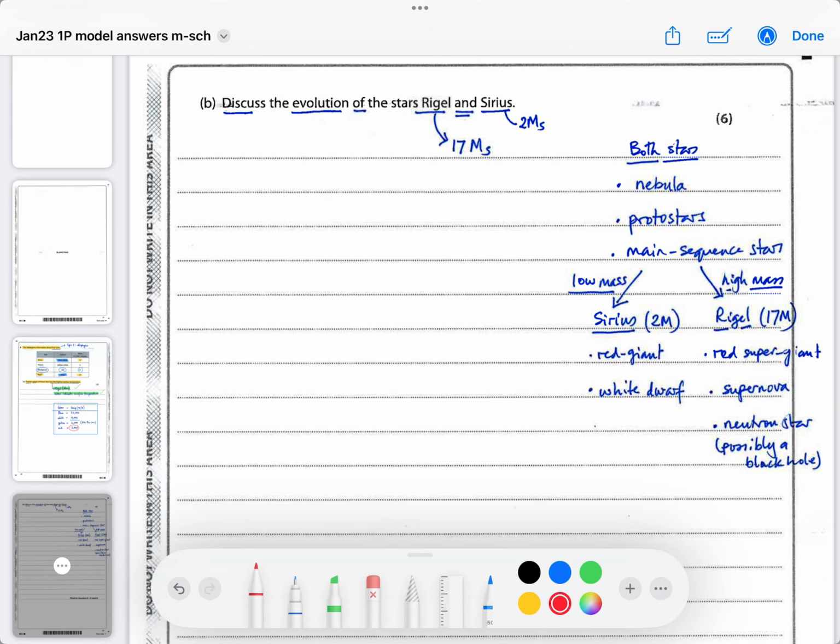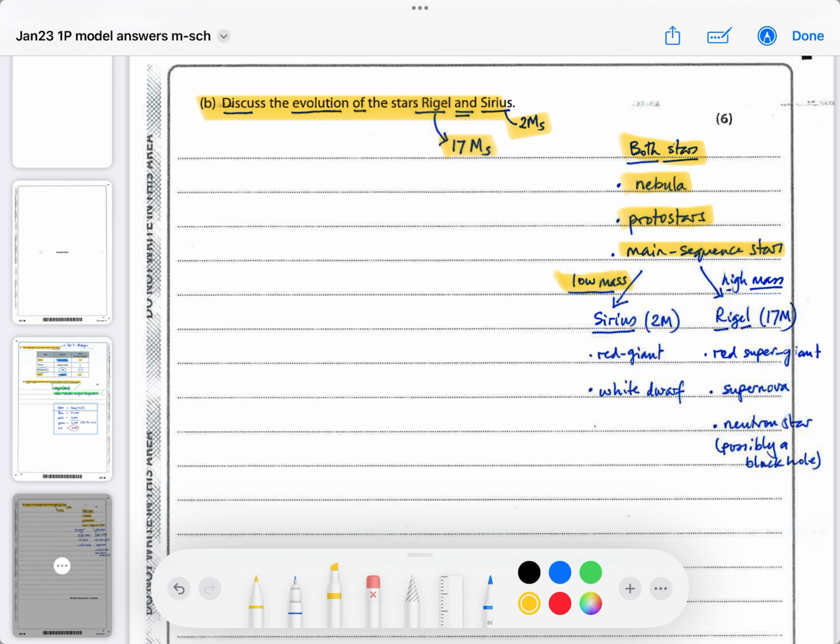And here's the bit where you've got to discuss the evolution of stars, and they want you to look at Regal, which was 17 solar masses, and Sirius, which is 2 solar masses. So both stars go through the nebula and protostar stage as it's gravitationally collapsing, and when the temperature becomes hot enough, the main sequence part of the life of the stars is triggered by nuclear fusion. So you could put nuclear fusion, again, depth, detail, and clarity is what we want.